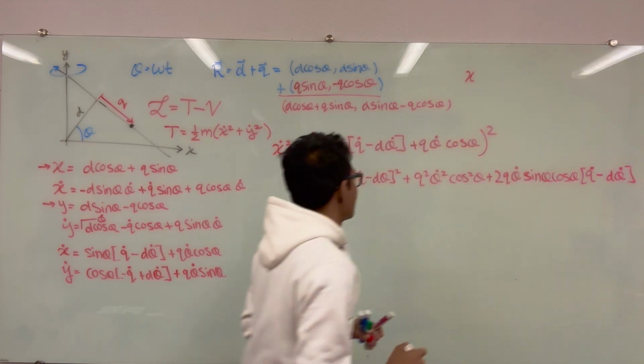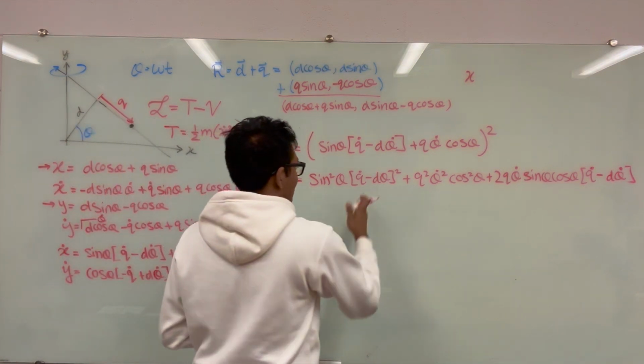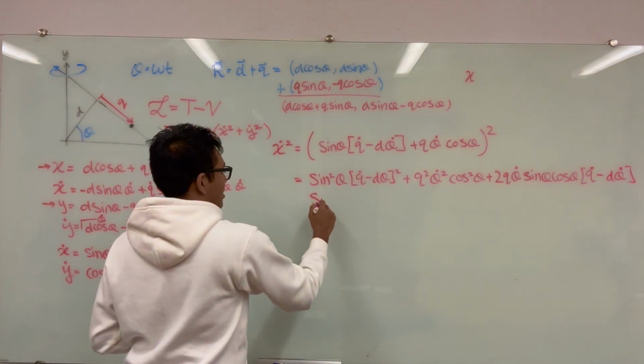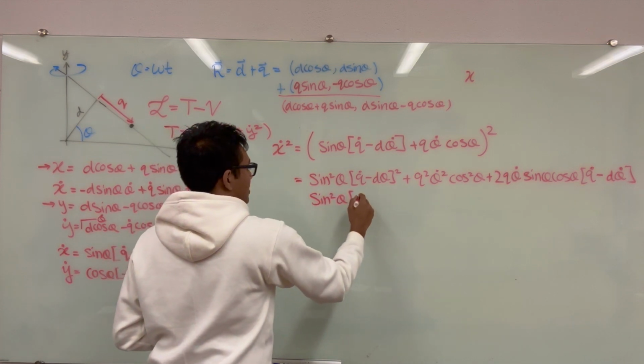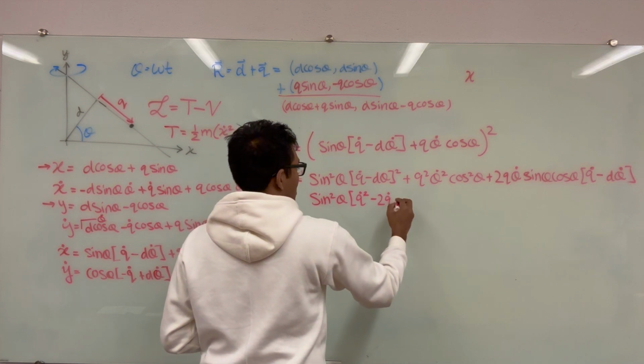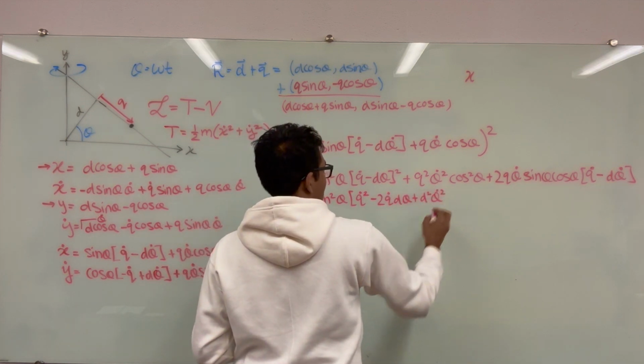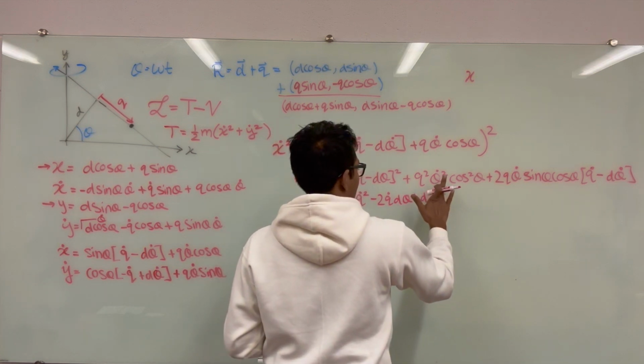Very good. So that is all of that. That is x dot squared. And why don't we factor this out? I mean, spell this out. So this is going to be q dot squared minus 2q dot d theta plus d squared theta squared. Oh, no, d squared, just theta dot squared.